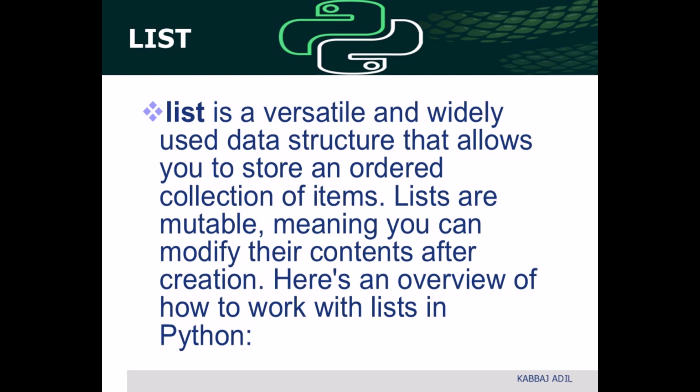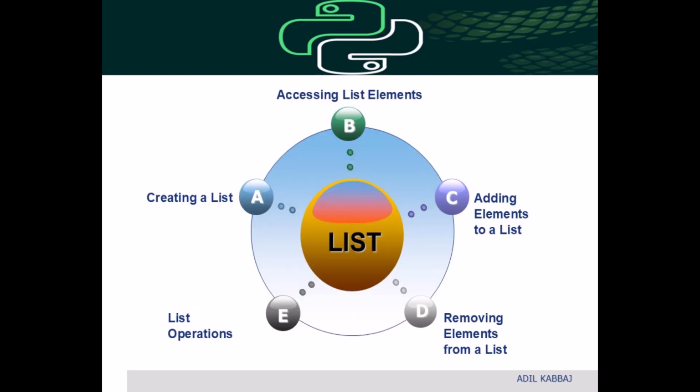A list is a versatile and widely used data structure that stores an ordered collection of items. Being mutable, lists allow modifications to their contents after creation. In Python, lists support various operations for adding, removing, and accessing elements, making them essential for dynamic data handling.